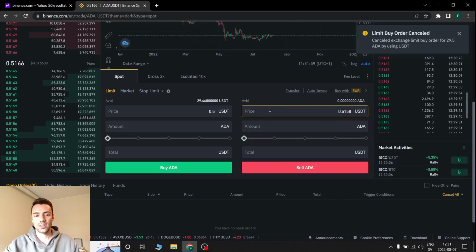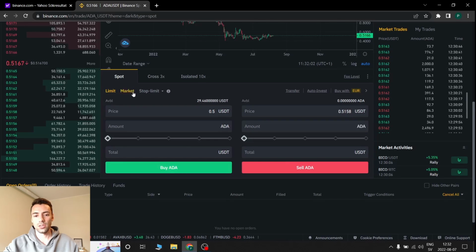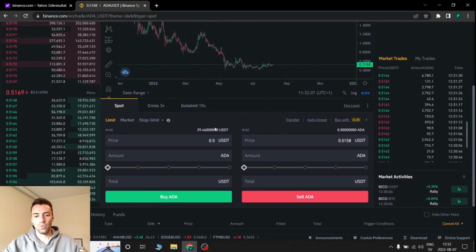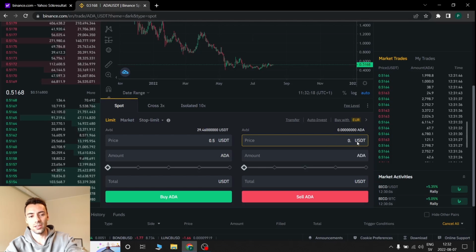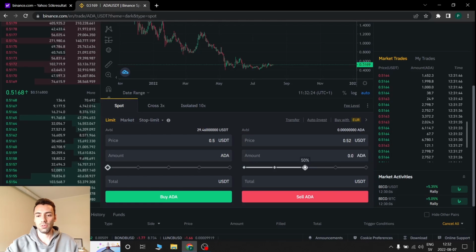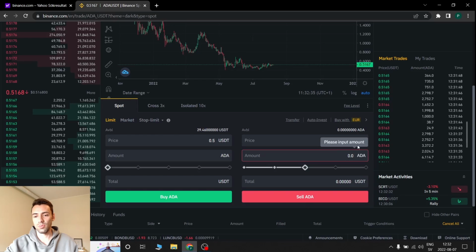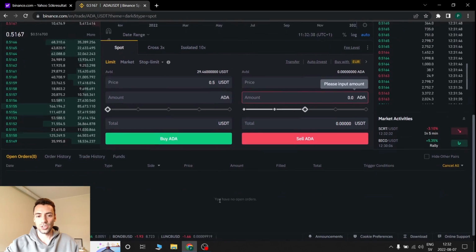And here, on the sell part, this part here is for the sell. It's actually the same. For example, if you want to sell, now it's 51 and a little bit, so we want to sell it at 52 cents, for example. How much? For example, 50%. And because we don't have any Cardano yet, it's not showing us anything here. If I click on sell, it says please input amount, but it's actually the same.